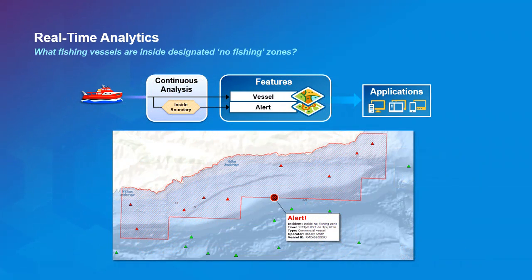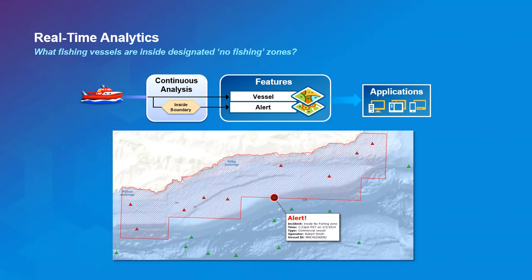Now, while it's easy to connect a sensor to a feature and then display it in near real time, the next thing you might want to do is actually perform some additional processing or analysis on that data as you're receiving it. So in this scenario here, we're monitoring fishing vessels, and we're detecting when they're inside this no fishing zone that's represented with the red polygon.